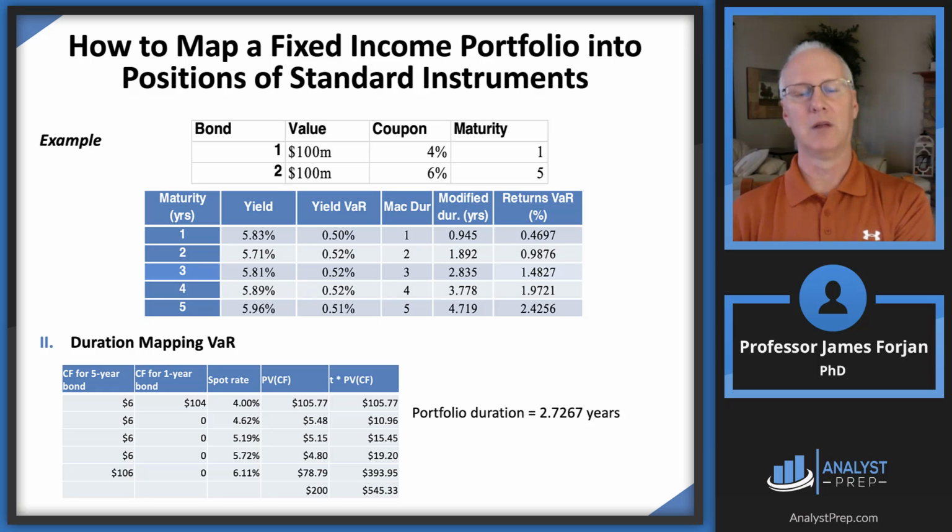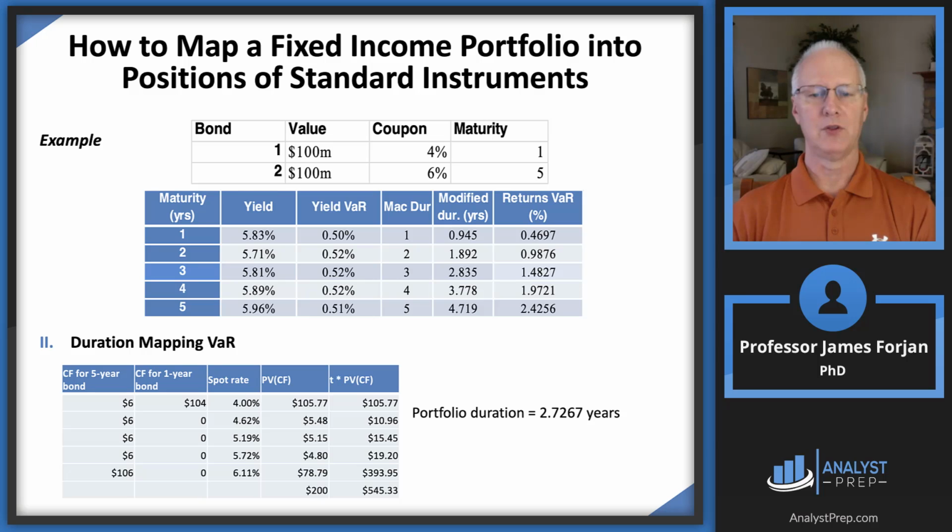But then that last column, and this is how we get the duration of the portfolio, multiply those present values by the time. So 105 times 1, 5.48 times 2, 5.15 times 3. So you get that third column, and then you do the summing down there. And so you're left with 545 divided by 200. That gives us a portfolio duration of 2.726 years.